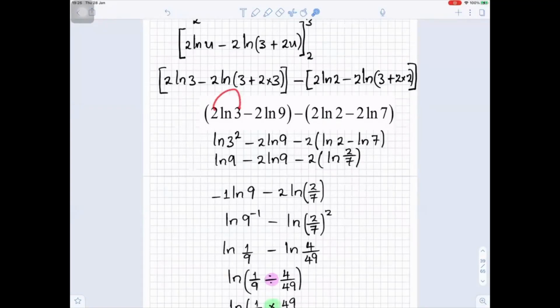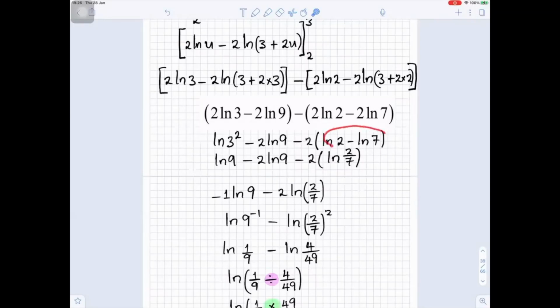These 2s can come to the front as a power, so it becomes 3 squared. So ln 3 squared is the same as ln 9. Ln 9 minus 2 ln 9 is like saying 1 apple minus 2 apples. It will be minus 1 ln 9. And for this side, you can factorize 2 out. There's 2 there and 2 there. That 2 can come out. So you end up with ln 2 minus ln 7.